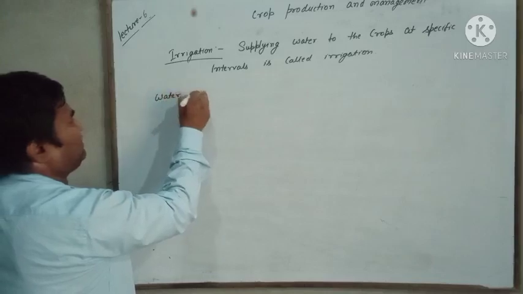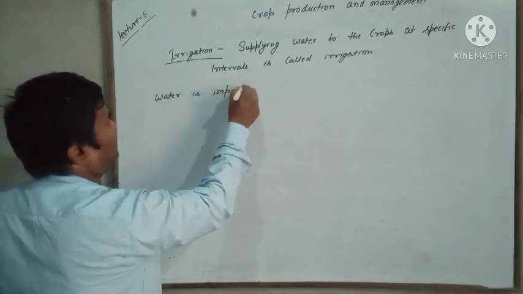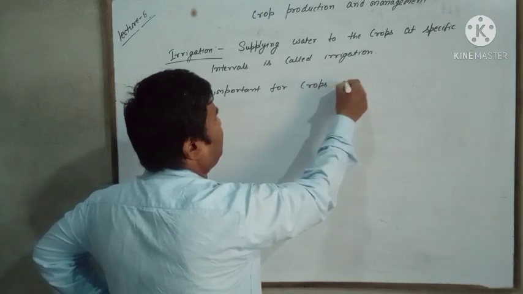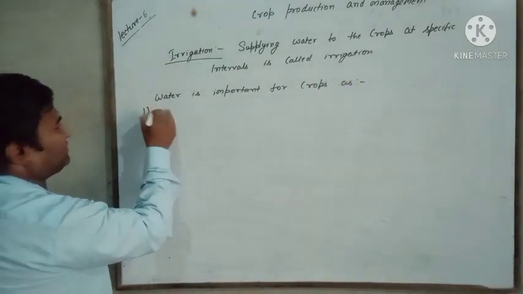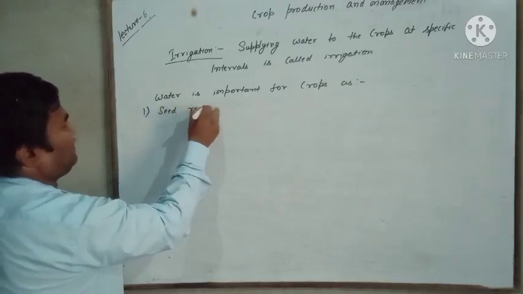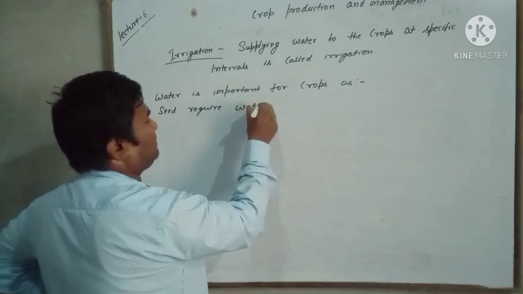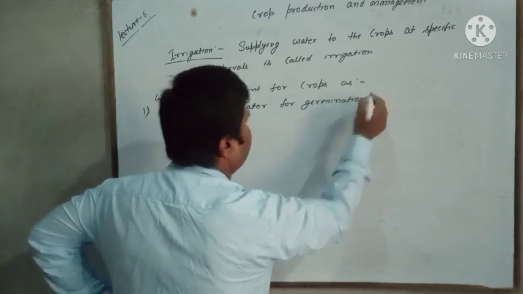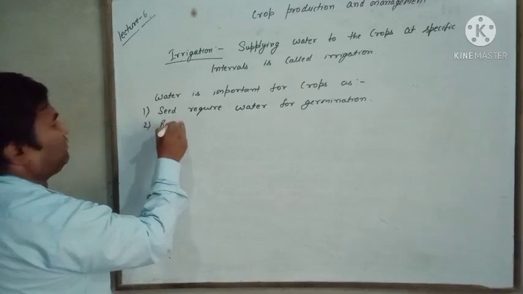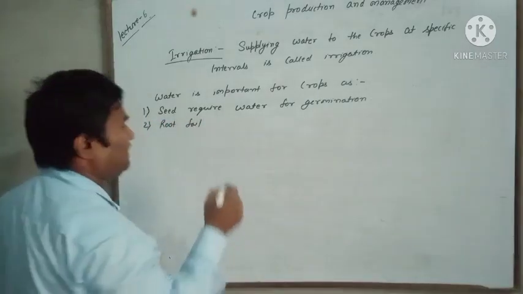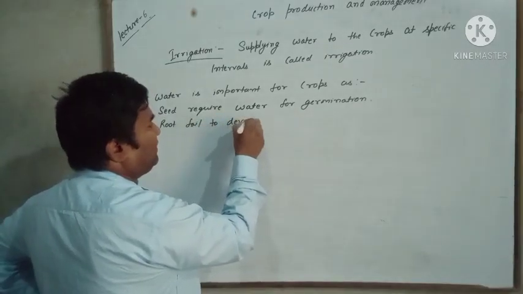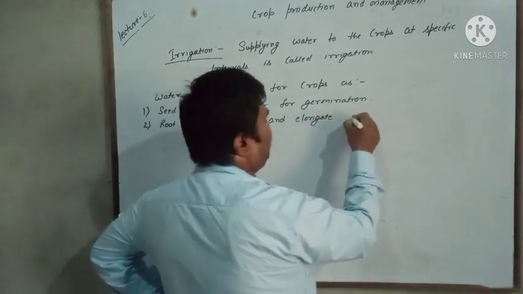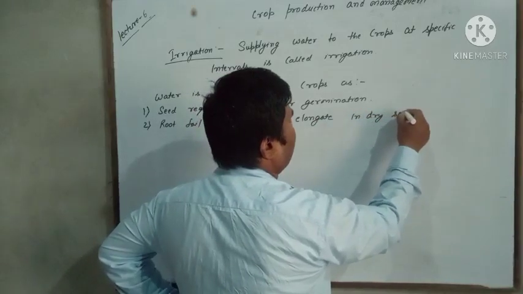Water is important for crops. As the first point, seed requires water for germination. Second point, root fails to develop and elongate in dry soil.